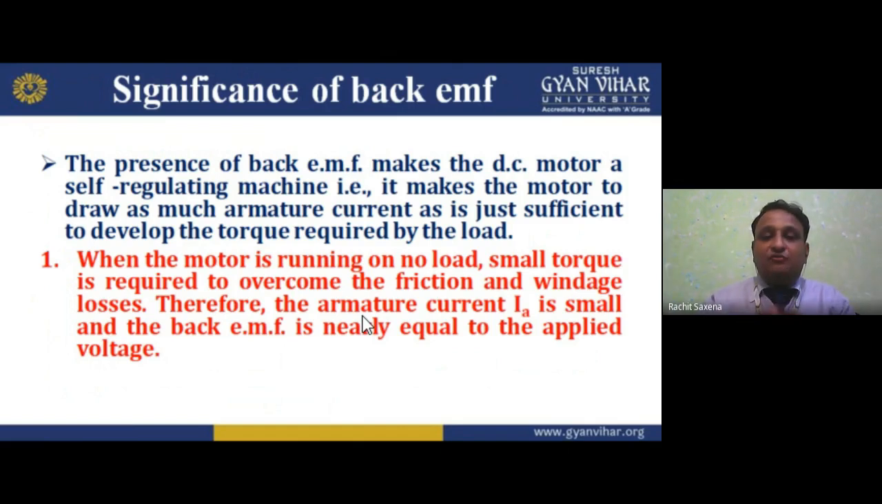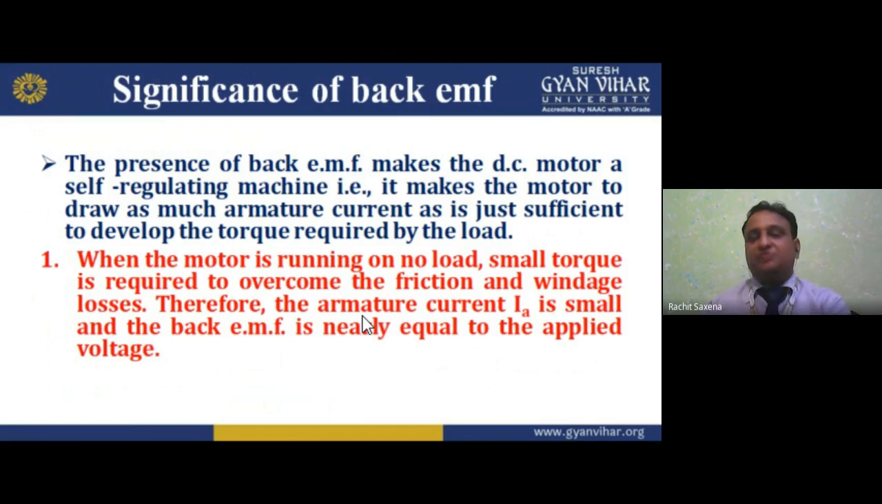The rate of flow of charge is known as current. So we get armature current, and through this we get the torque. So if back EMF is there, it will give you the torque, and we need torque because in a DC motor we are talking about the mechanical output, not the electrical output. In a motor we always talk about the mechanical, that is torque or speed, rotation, revolution.